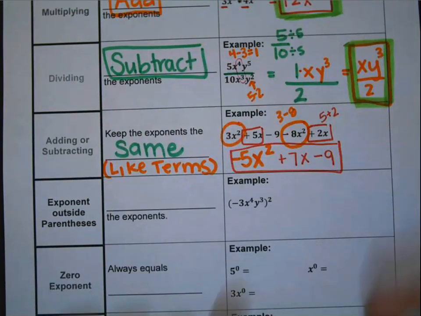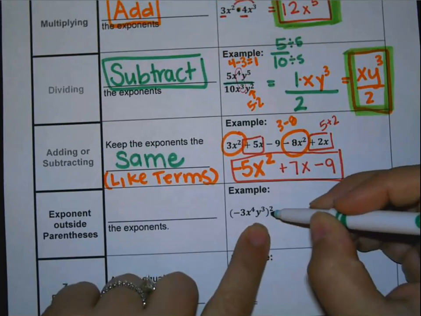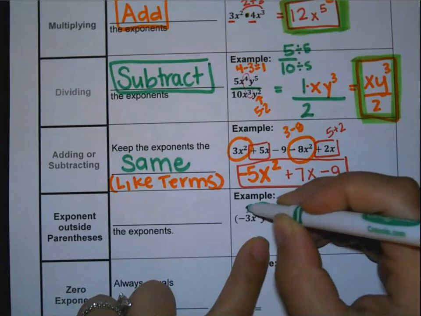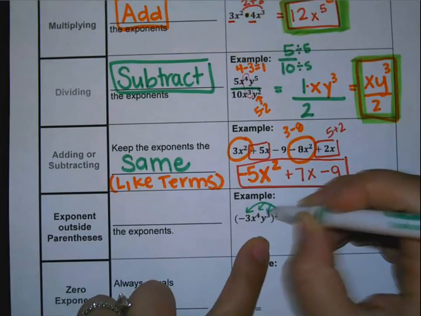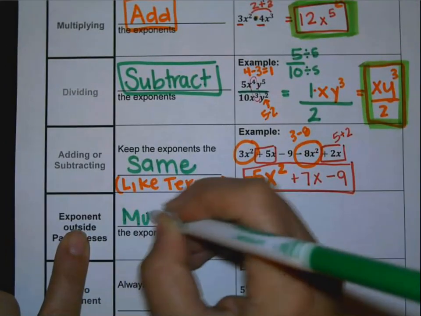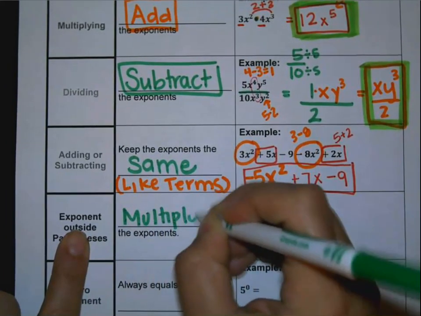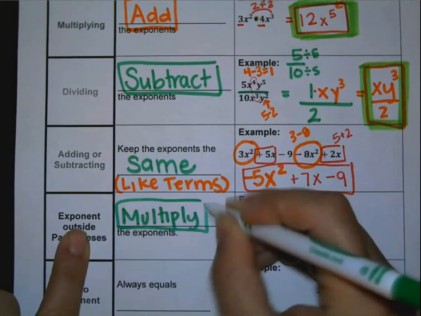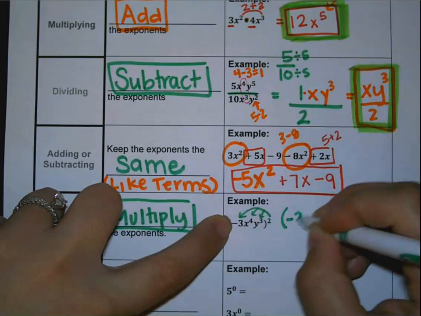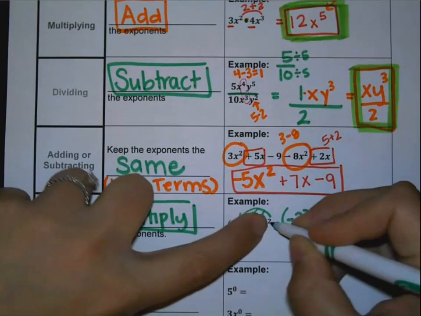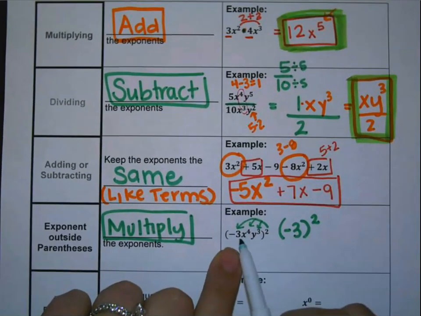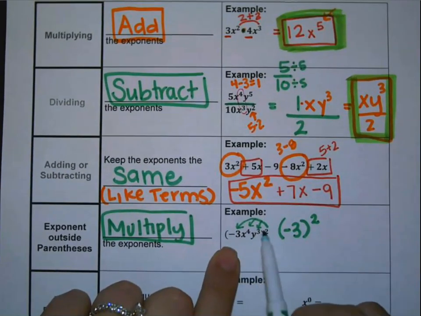Now, what do we do if there's an exponent on the outside? What we're going to do is distribute the exponent to everything inside the parentheses, and the rule is you're going to multiply the exponents. This -3 here is not an exponent, so I'm going to do it just like normal, -3 raised to the second power. If you look at the difference here, this is all in parentheses, so that's why the exponent is distributed.